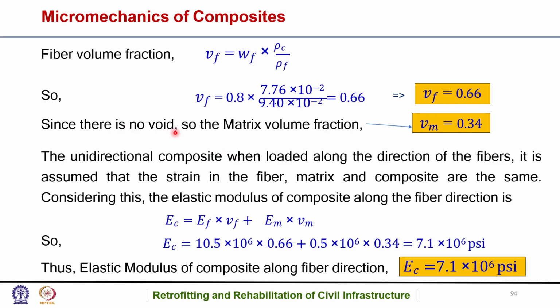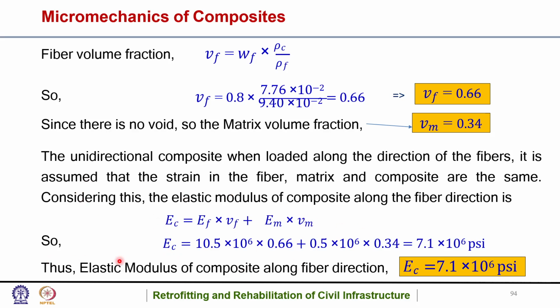Since there is no void, and using a similar formula, the matrix volume fraction becomes 0.34. The unidirectional composite, when loaded along the direction of the fibers, is assumed to have the same strain in the fiber, matrix and composite. Considering this, the elastic modulus of the composite along the fiber direction is EC equal to EF into VF plus EM into VM. That is the rule of mixture.